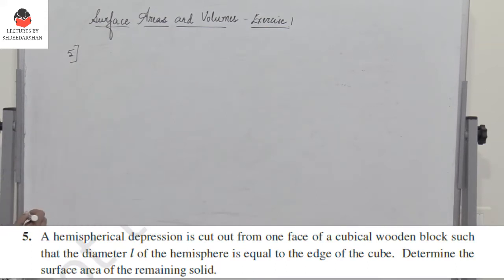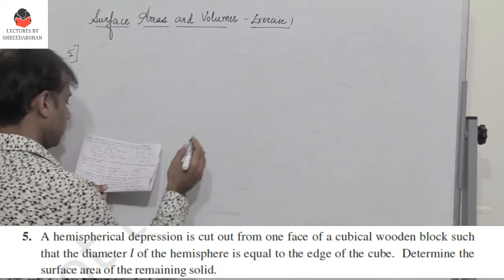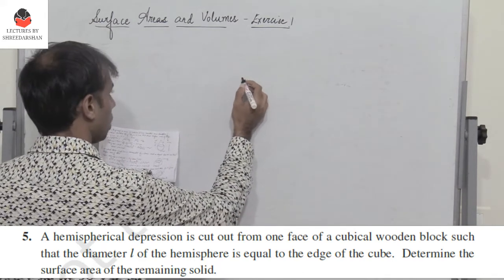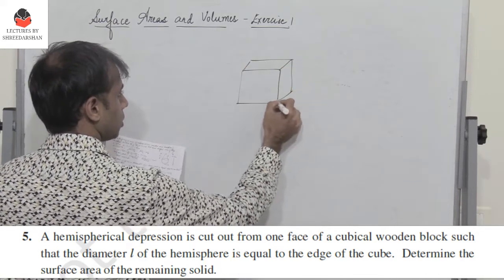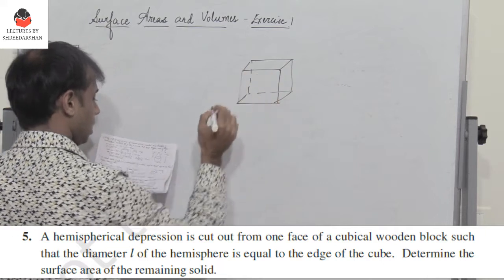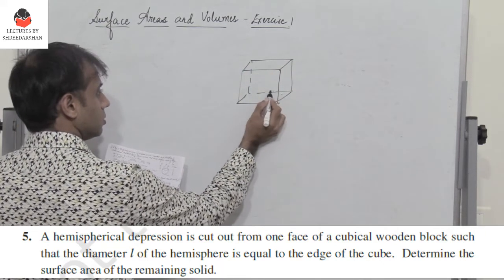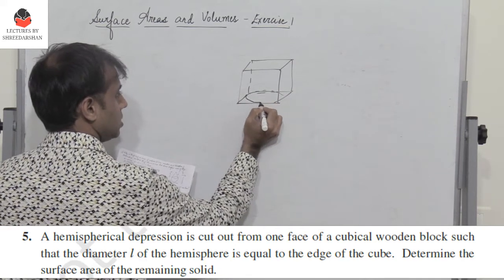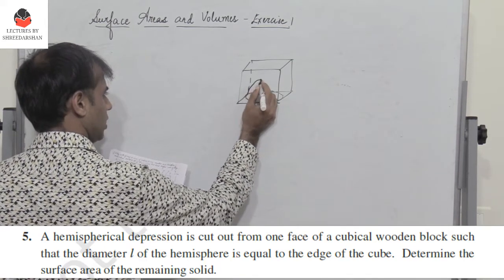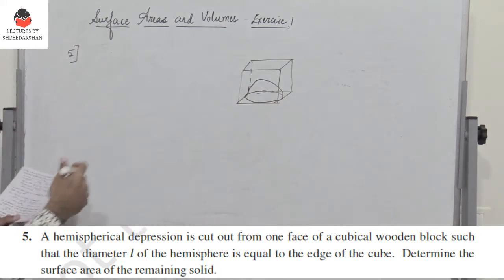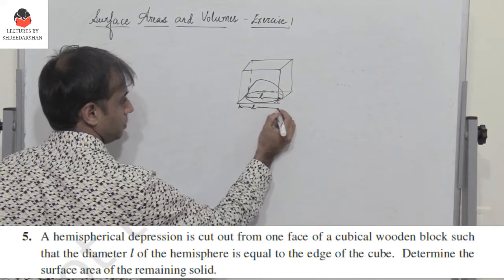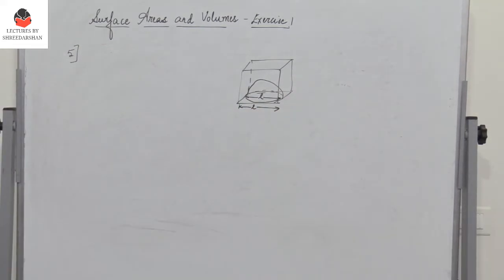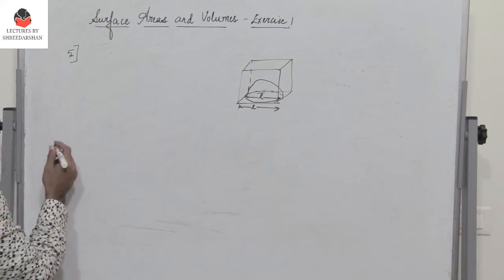Problem 5. A hemisphere depression is cut out from one of the faces of the cubical wooden block. So I have a cubical wooden block. So this is a wooden block which is present here. And what is done? If this happens to be the base of the hemisphere, so I have a hemisphere here, and this portion has been cut out such that the diameter of the hemisphere is L. So of course the diameter is L, and this is equal to the length of one of the sides of the block. So find the surface area of the remaining solid.